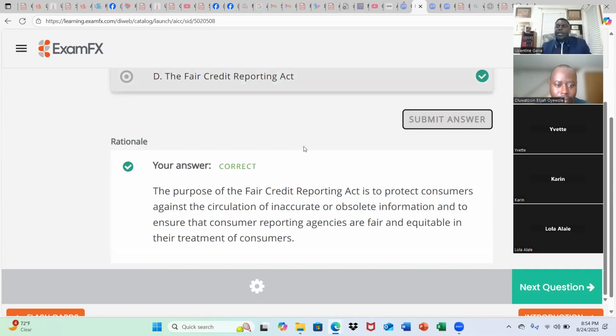You want to read that explanation? The purpose of the Fair Credit Reporting Act is to protect consumers against the circulation of inaccurate or obsolete information and to ensure that consumer reporting agencies are fair and equitable in their treatment of consumers.